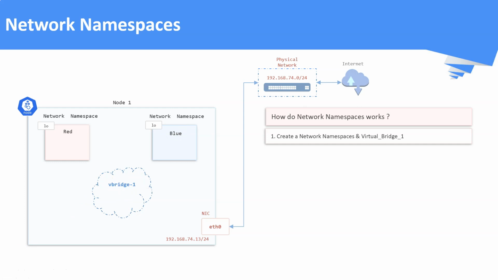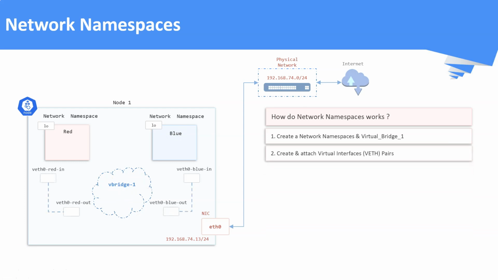In order for the namespaces to communicate with each other, we need to create virtual interfaces. These virtual interfaces always come in pairs. Attach one side of the virtual interface to the namespace and the other side to the virtual bridge. We can also attach the interfaces between the red and the blue namespace. If we do so, the red and blue namespaces can talk to each other, but they cannot reach the outside world. That is why we are connecting it to a bridge network.